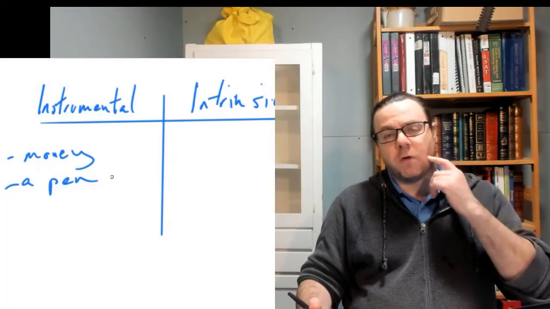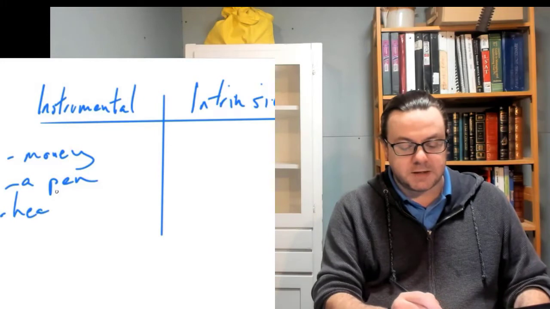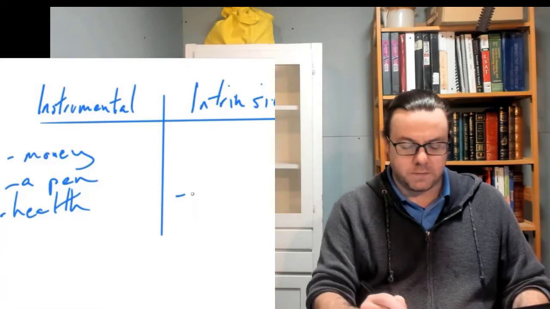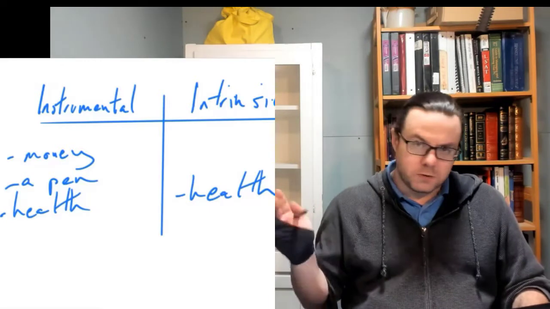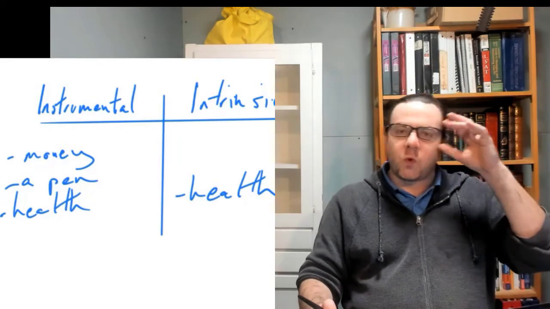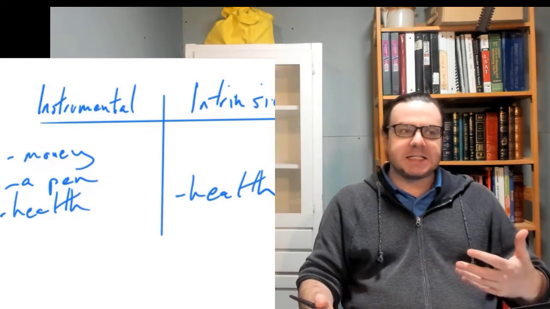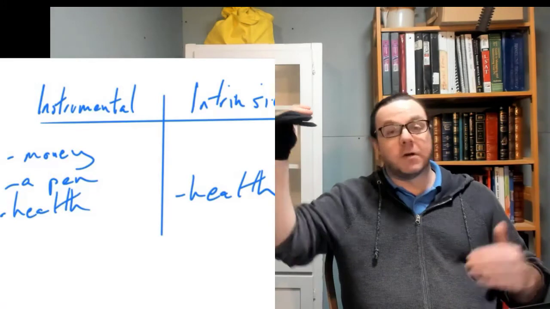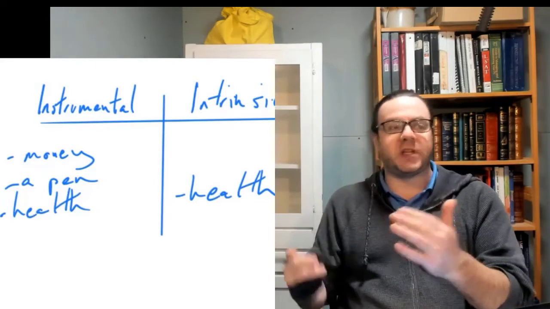Now, some things could be both. Aristotle says health is an example of something that maybe is an instrumental good. You use it to get something else, but it's also an intrinsic good. Now, an intrinsic good is something that you want whether it gets you something else or not. It doesn't matter if it gets you anything else. And Aristotle has a ranking of intrinsic goods versus instrumental goods. He thinks something that's an intrinsic good ranks higher, whatever higher means, than an instrumental good that gets you to that intrinsic good.